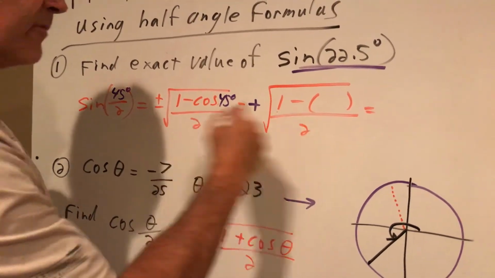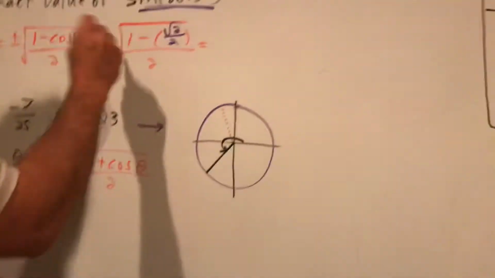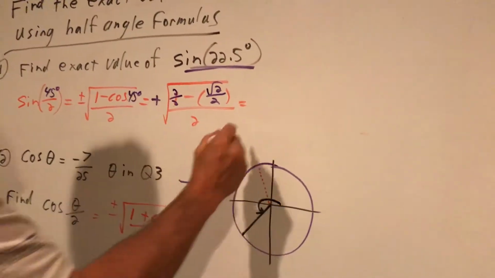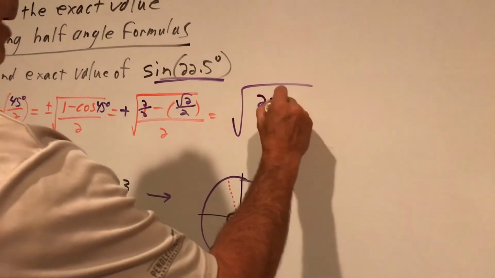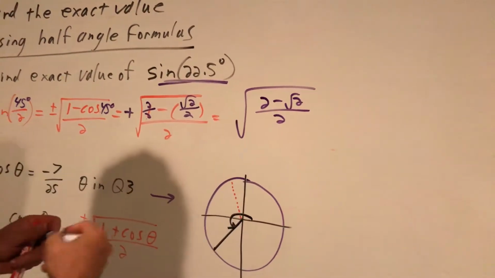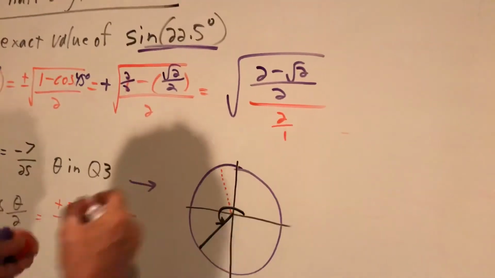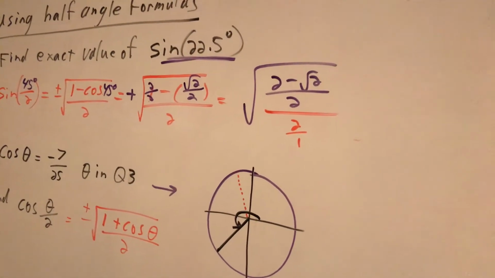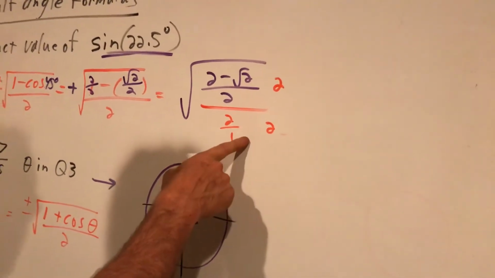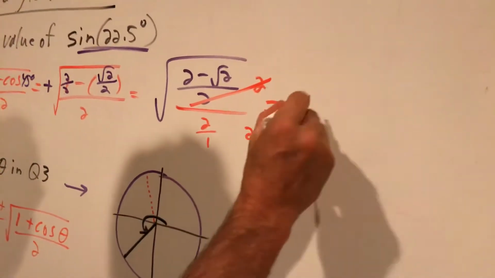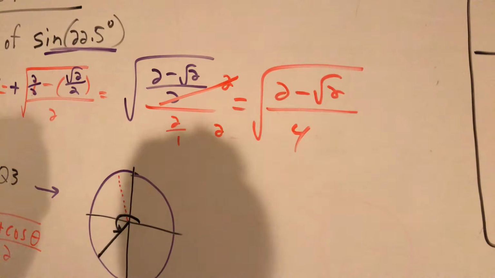Alright, 1 minus cosine of 45, as we know, is root 2 over 2. And then I have to simplify that. This is going to become 2 over 2, and again, this is positive. And 2 over 2 minus root 2 over 2 is 2 minus root 2 over 2, divided by the bottom, which is really 2 over 1. And you guys know I cancel the denominators away. So I'm going to multiply by 2 and 2. On this one, I'm not going to cancel, it'll end up being 4. This will cancel here. I'm left with the square root of 2 minus root 2 over 4.